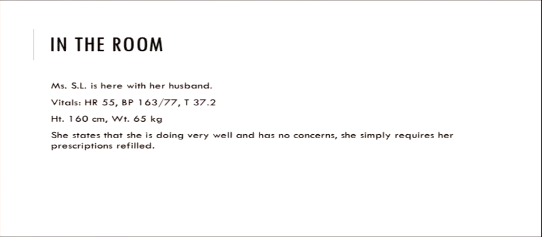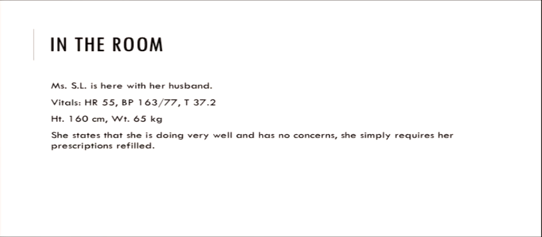So you get in the room. Ms. SL is here with her husband. She has normal vitals, like her heart rate's a little slow. She's hypertensive, actually, systolically 163, which is classically seen in older patients, right? They get the hard arteries, so you get a higher systolic and a higher pulse pressure. So usually the diastolic is normal, and then you have a generally out of proportion elevated systolic blood pressure.